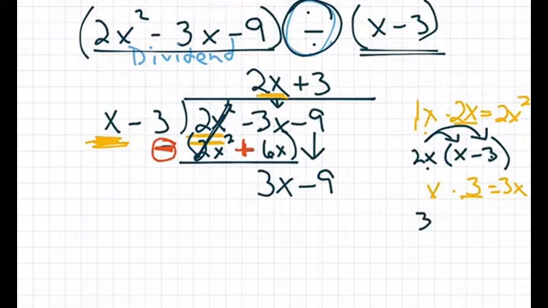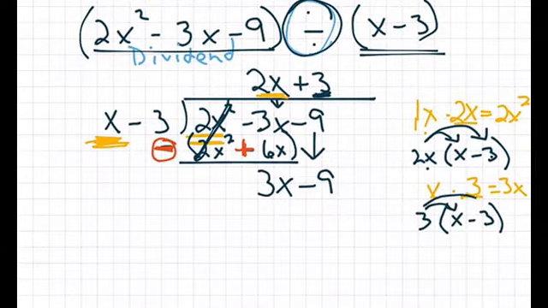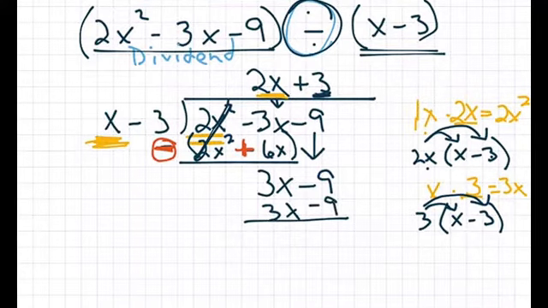Now, the next step of the process is I multiply this 3 by the x minus 3, by the divisor. Again, I'm doing this to remind myself that I'm distributing. So 3 times x is 3x. 3 times negative 3 is negative 9.